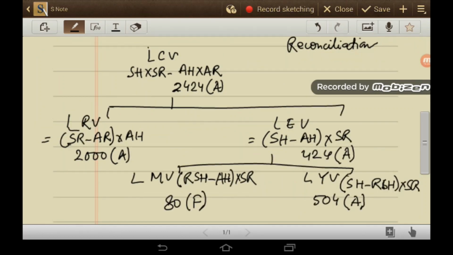This is the reconciliation statement. Labor cost variance is 2424 adverse. It is subdivided into labor rate variance 2000 adverse and labor efficiency variance 424 adverse. Labor efficiency variance has two sub-variances, labor mix variance and labor yield variance or labor sub-efficiency variance, 80 favorable and 504 adverse.